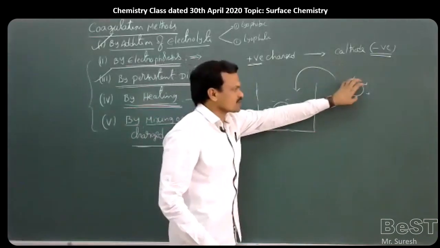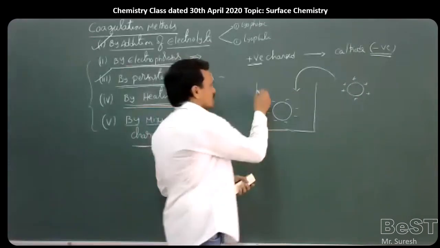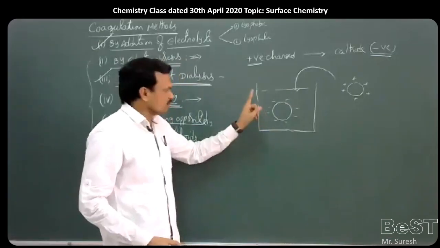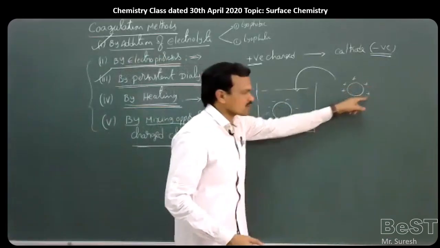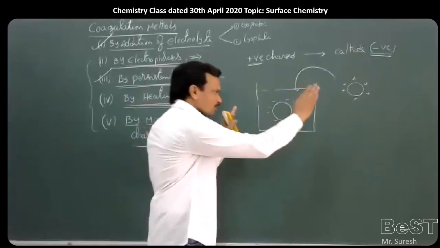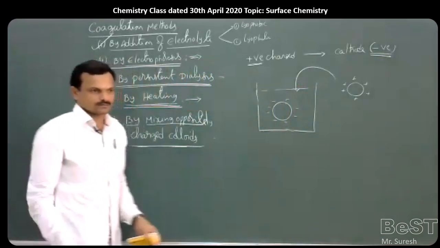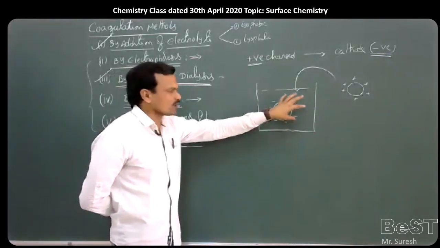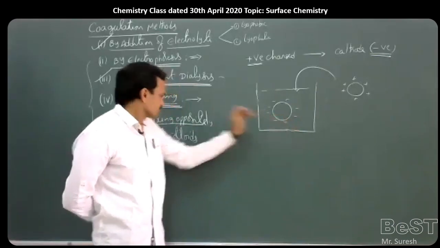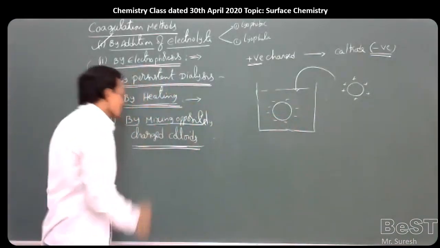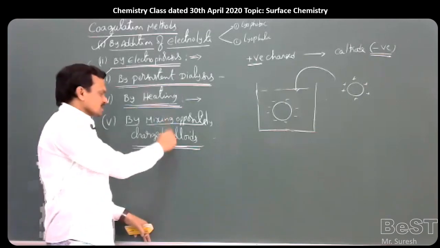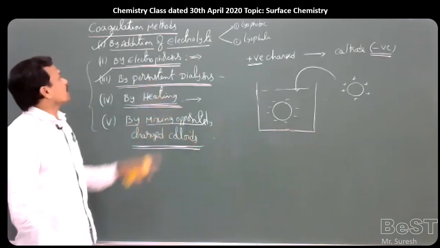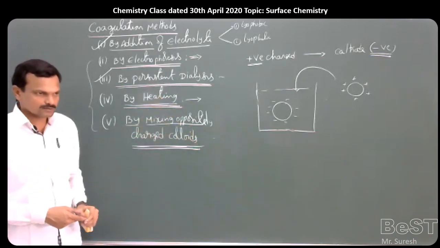Suppose I add the colloidal solution having positive charge to this colloidal solution having negative charge, what happens? The charge present on these colloidal particles will be neutralized by the charge present on the other colloidal particles. As a result, mutual neutralization of charge takes place. So due to mutual neutralization of charge, the particles undergo coagulation and get settled. This is coagulation of colloids by mixing oppositely charged colloids. So these are the methods which we use for coagulation of colloids.